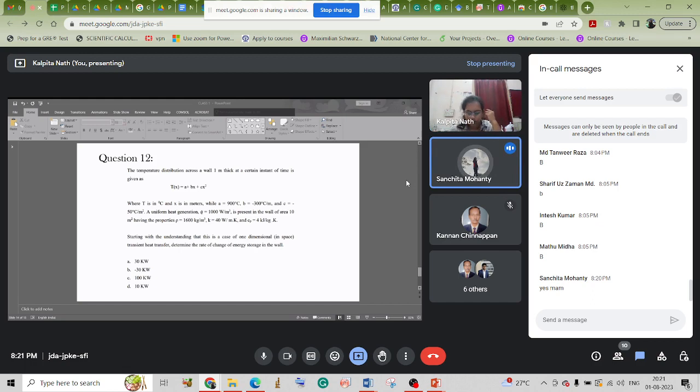Ma'am, my doubt is whether a heat diffusion equation will be used here. What do you think? What is being asked here? Rate of change of energy storage in the wall. Then will it be required? No. Just a normal energy balance is applicable. The heat diffusion equation is not required, right?